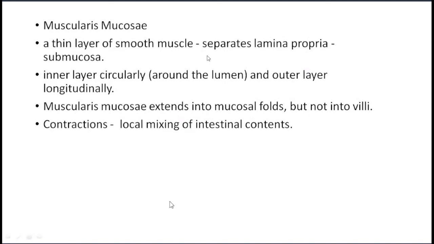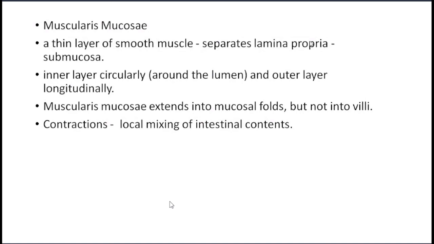So again this is the third layer. In this muscularis mucosa, you will get the fibrous arrangement. It is in the form of an inner layer, which is circularly arranged around the lumen, and an outer layer, which is longitudinally arranged. So the inner layer encircles the lumen of the gut, and the outer layer has longitudinally running fibers. So muscularis mucosa mostly extends into the mucosal fold but not into the villi.